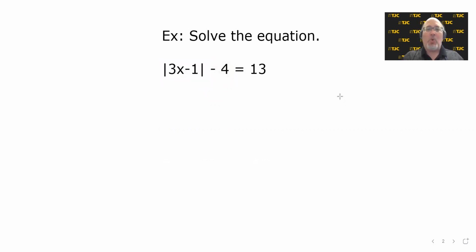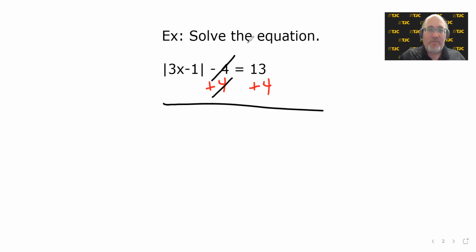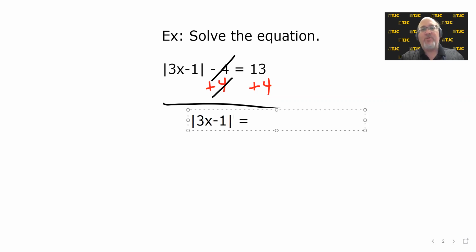Okay, so what can we do to get rid of a minus 4? By now you should know the answer is add 4 to both sides of the equation. So let's do that and see what we get. If we do that, then the 4's cancel. That leaves us with, and we'll type it down here, absolute value of 3x minus 1 on the left equals 13 plus 4 is 17. At this point, we've got it down to a basic absolute value equation where we have an absolute value of an expression equals a number. And it's worth noting the number is not negative, so we will get some solutions.